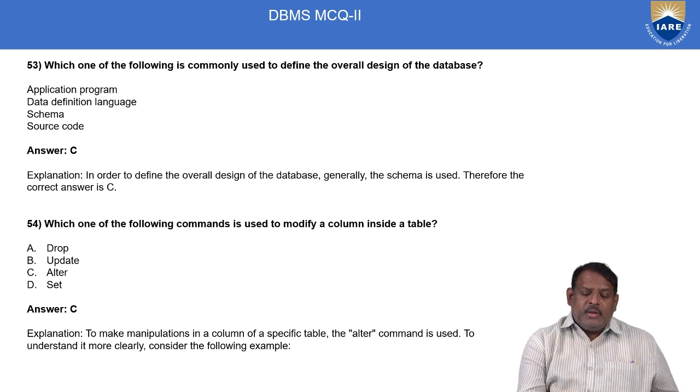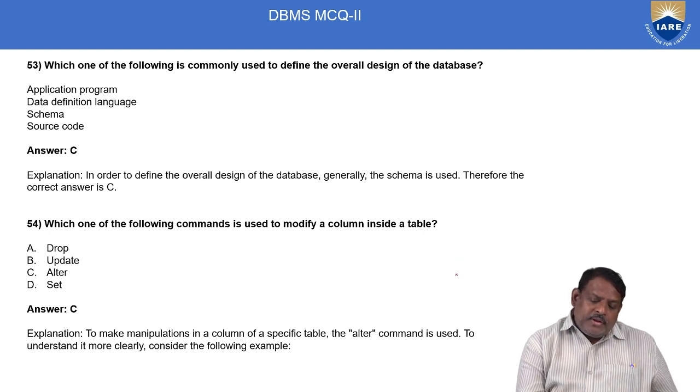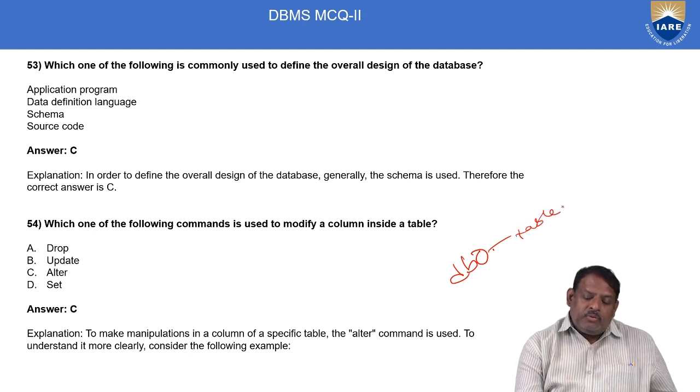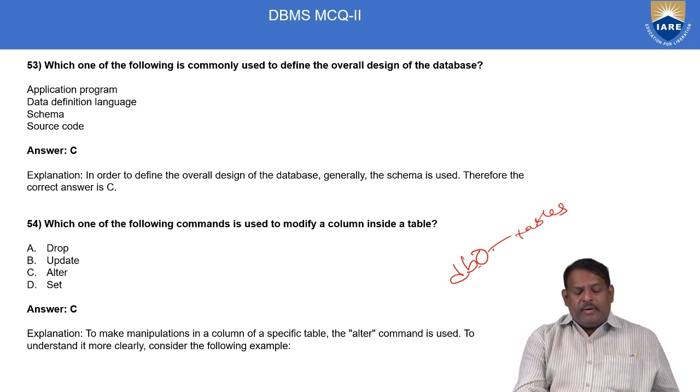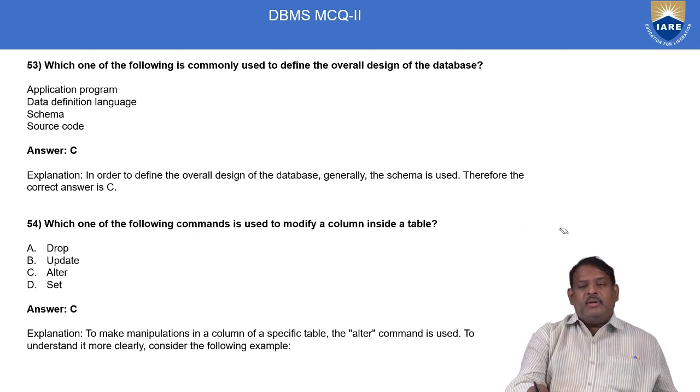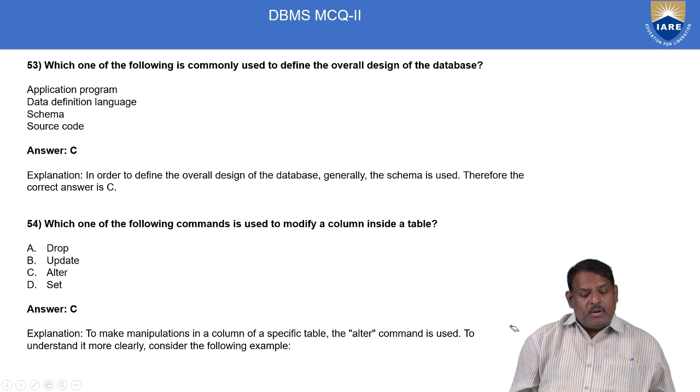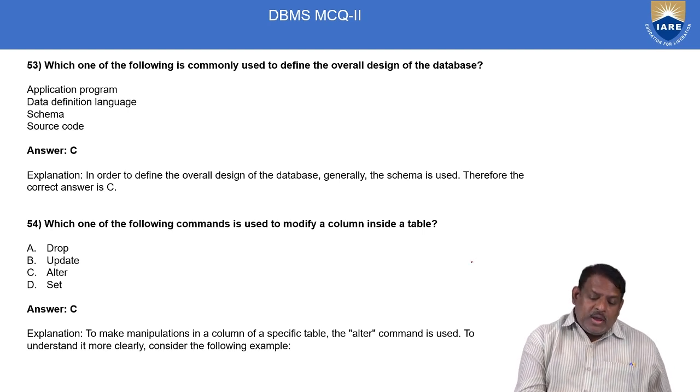A schema means, like in the database you have a schema like DBO. In that schema you have many tables. So when you refer to the schema, all the tables in that schema will come. So schema is a group of tables and other objects like users. Now, last question: which one of the following commands is used to modify a column in a database table? You want to modify a column, then you have to use alter.